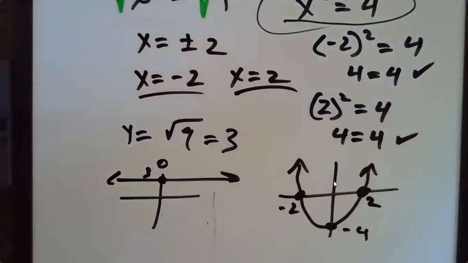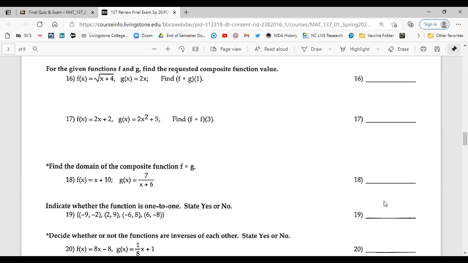So we good there? Yes, sir. All righty. Okay, so 17. 17 is basically the same thing as 16, same process. So do we need to go over that, or are we okay there? Okay.